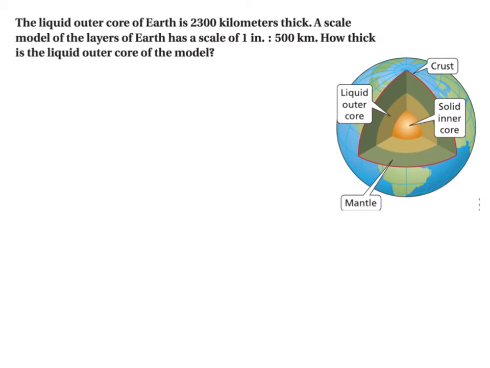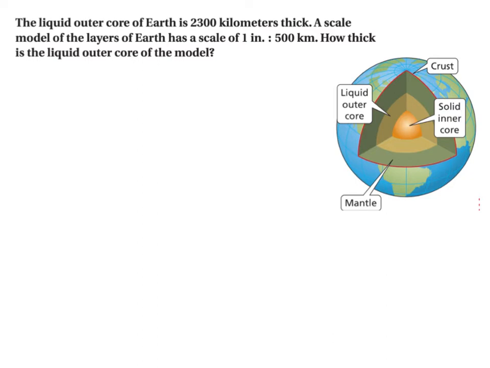Here's another example with a model. Pretend the picture to the right would be an actual model, maybe in a science classroom, similar to a globe. It says the liquid outer core of the Earth is 2,300 kilometers thick. A scale model of the layer of the Earth has a scale of 1 inch equals 500 kilometers. So how thick is the liquid outer core of the model?